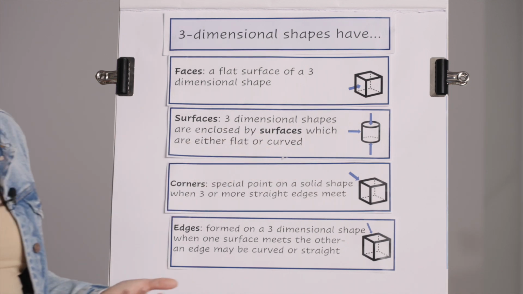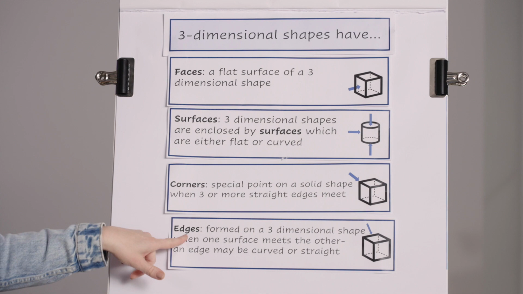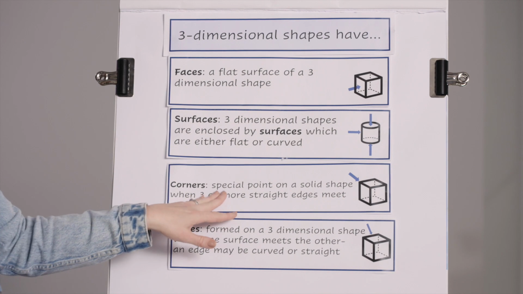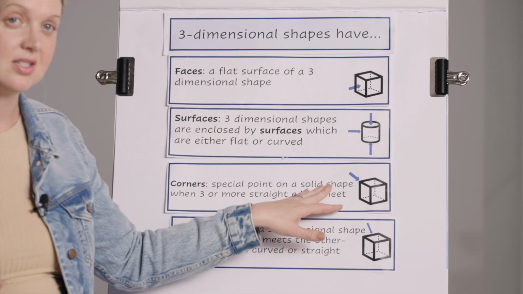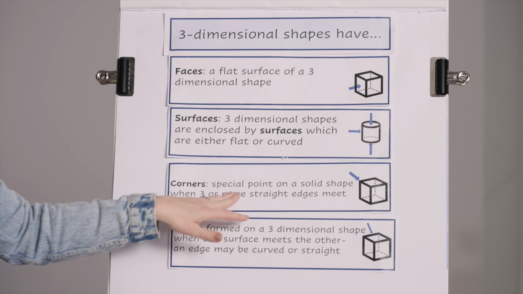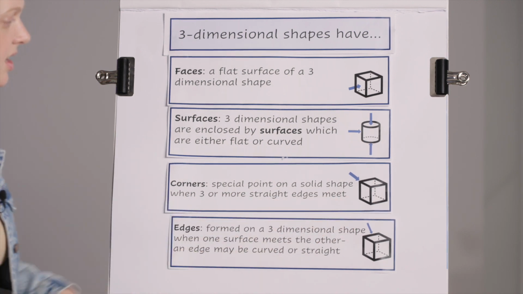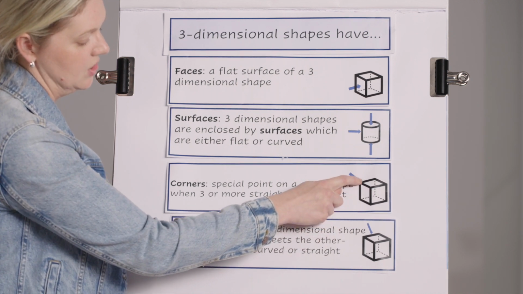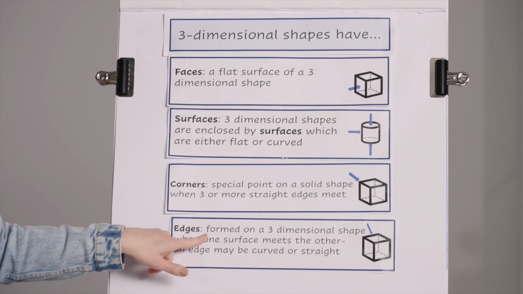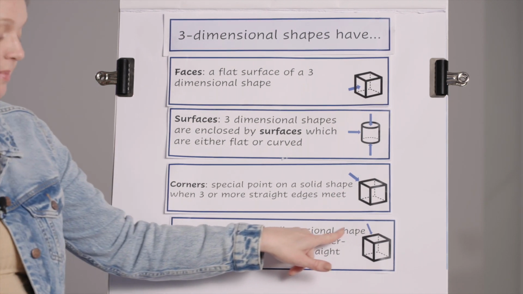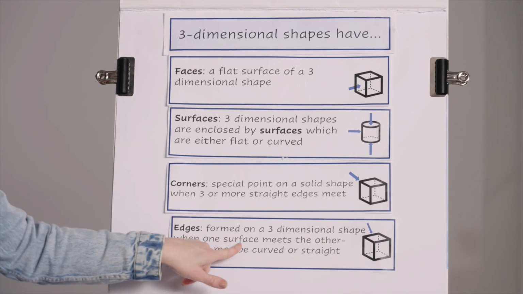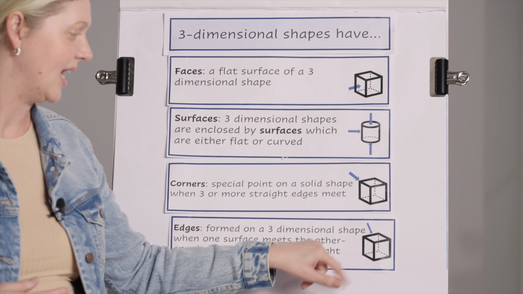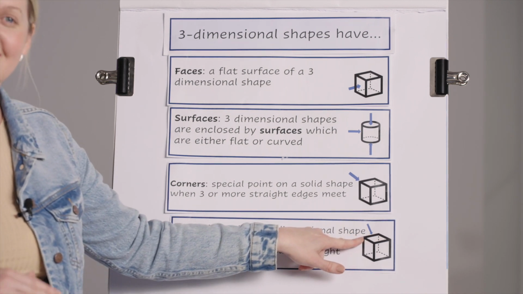Now we've got some new words that we'll be using today: corners and edges. Now, when we are talking about corners on three-dimensional shapes, we are talking about a special point on a solid shape when three or more straight edges meet. So if we have a look at the cube, we can see 1, 2, 3 edges meet at the corner. So an edge is formed on a three-dimensional shape when one surface meets the other. An edge may be curved or straight.